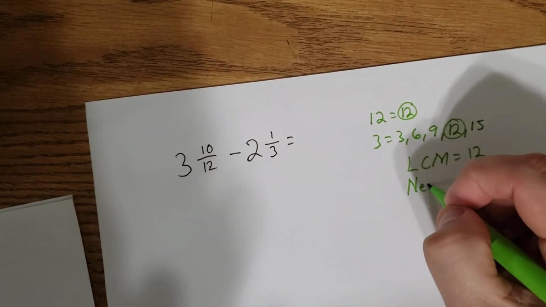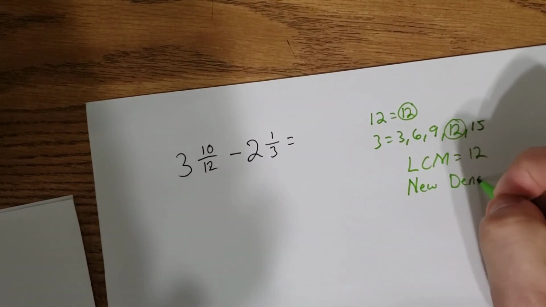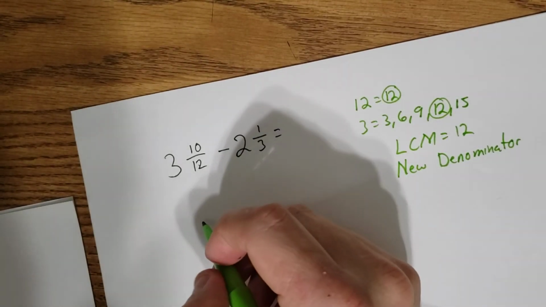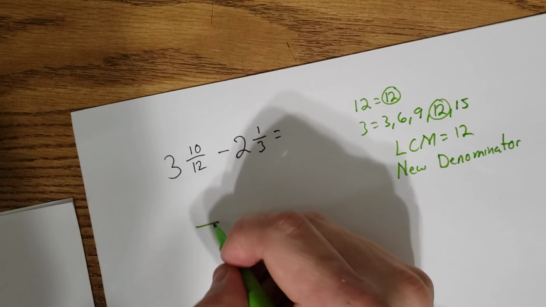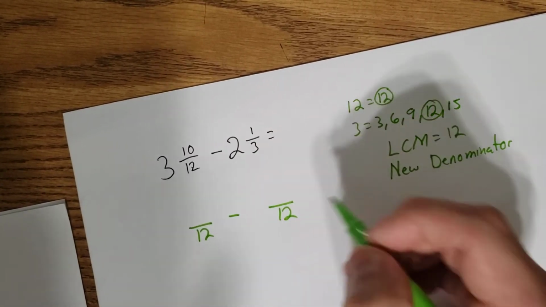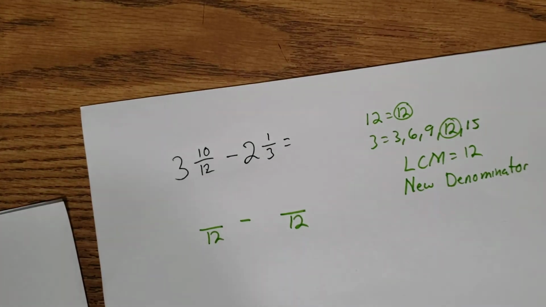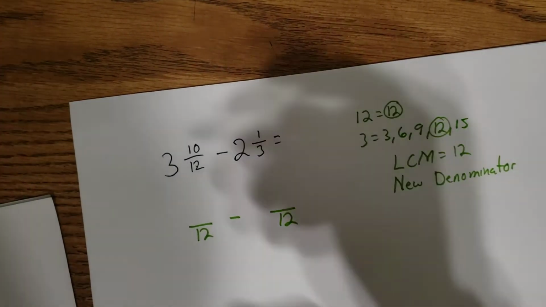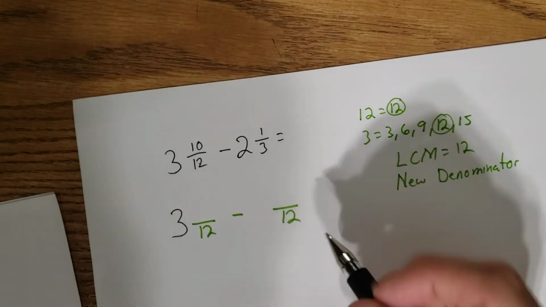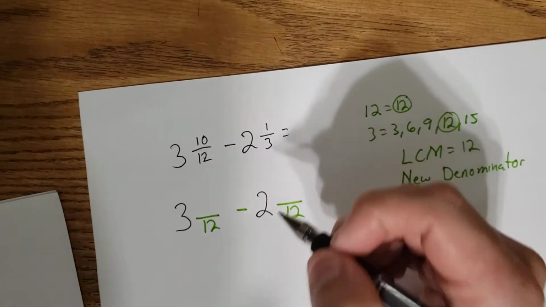Because it becomes our new denominator. Remember, the denominator is our bottom number. So we know that we're going to have something twelfths minus something twelfths. One thing that does not change is our whole number. We are not changing that.